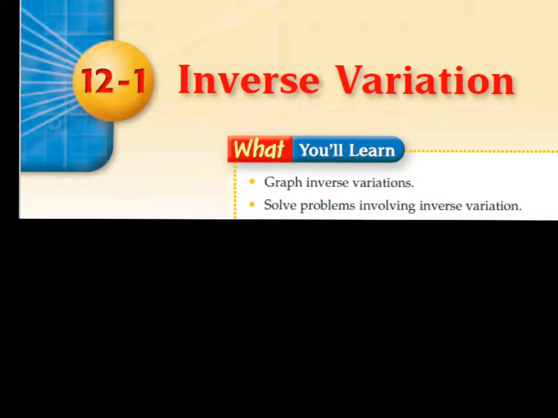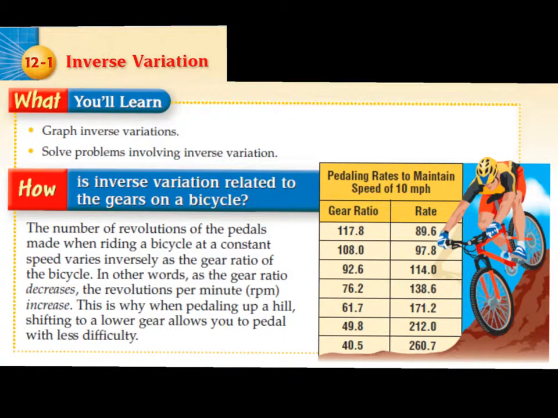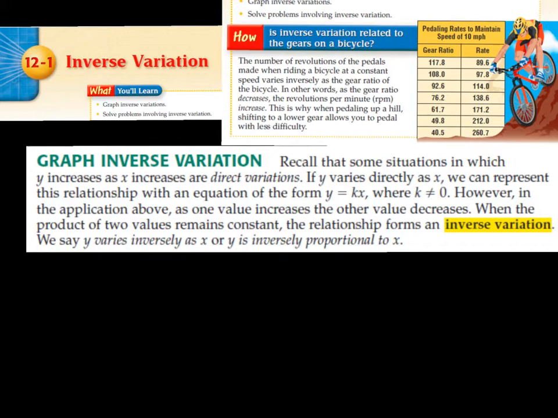In this lesson, you'll learn to graph inverse variations and solve problems involving inverse variation. How is inverse variation related to the gears on a bicycle? The number of revolutions of the pedals made when riding a bicycle at a constant speed varies inversely as the gear ratio of the bicycle. In other words, as the gear ratio decreases, the revolutions per minute, RPM, increase. This is why, when pedaling up a hill, shifting to a lower gear allows you to pedal with less difficulty.